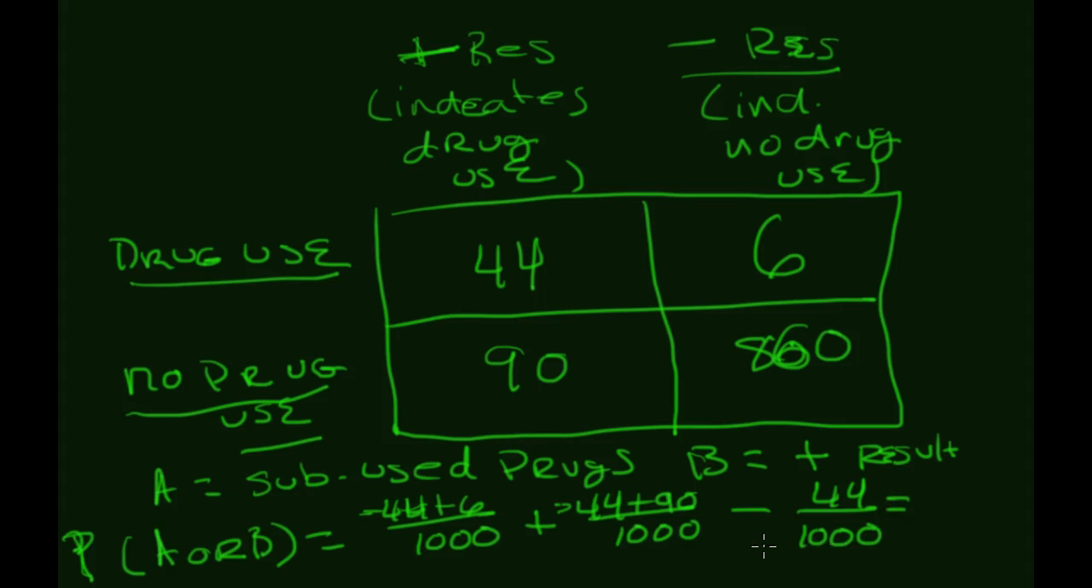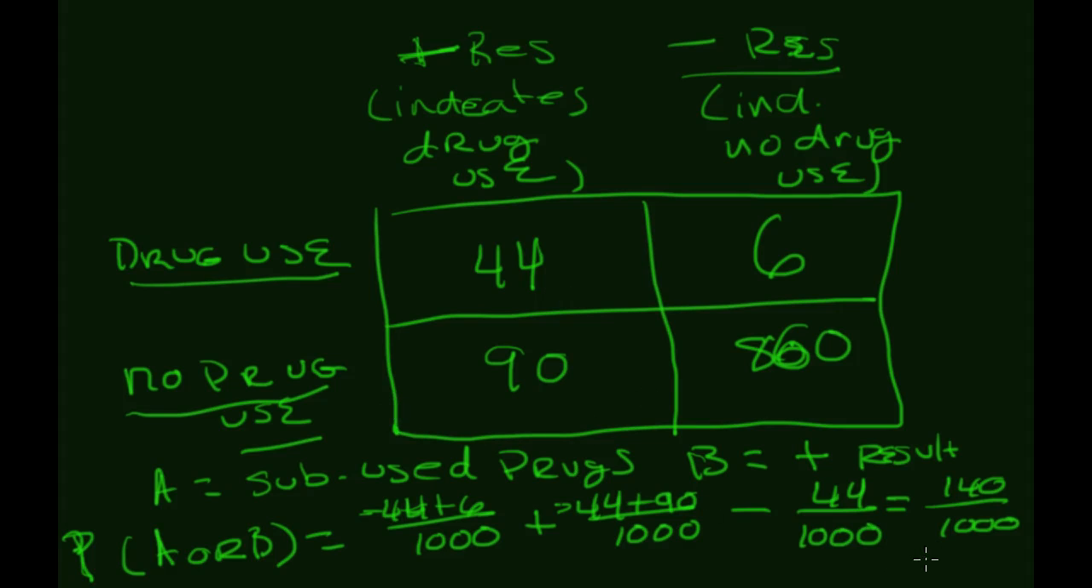All right, so if you take a quick look at that, that's 44 and 6. That's 50. 44 and 90, that's like 134. 50 and 134 is 184, minus 44 is 140 out of 1,000 who either used drugs, got a positive result, or both. And because there's the both, that's that 44 people that we would have counted twice had we not subtracted off.